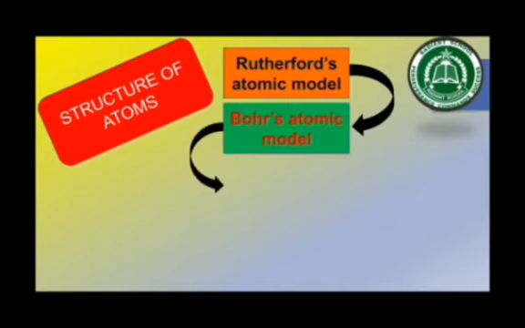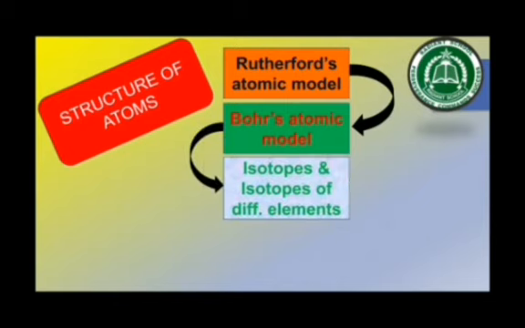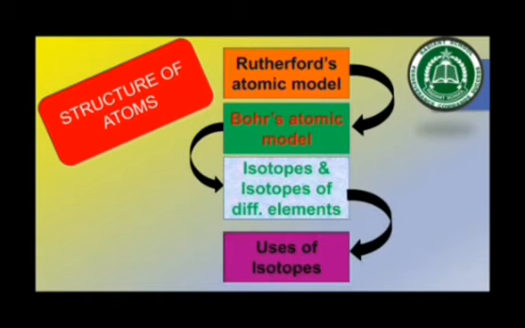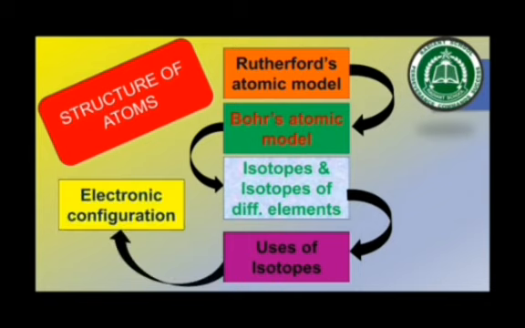After that, we discussed the isotopes of different elements like hydrogen, carbon, chlorine and uranium. After that, we discussed the uses of isotopes in different fields. And at the end, we discussed the accommodation of electrons, or distribution of electrons, in different shells and subshells.